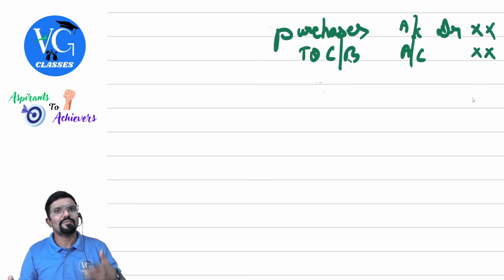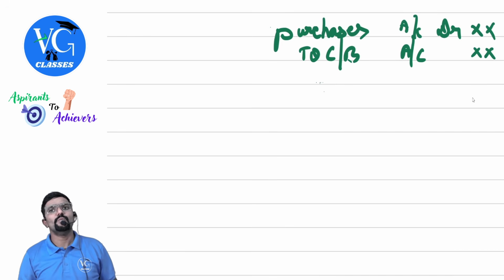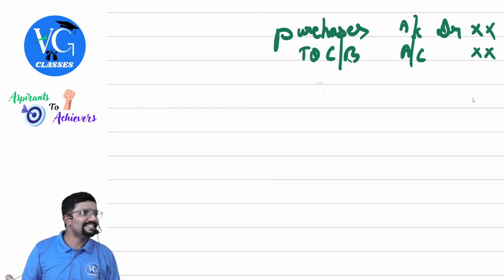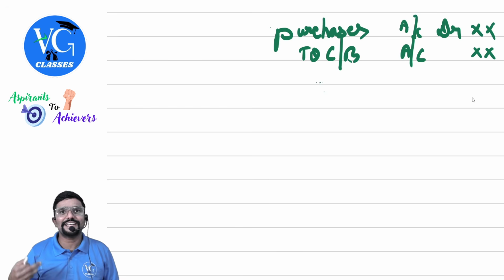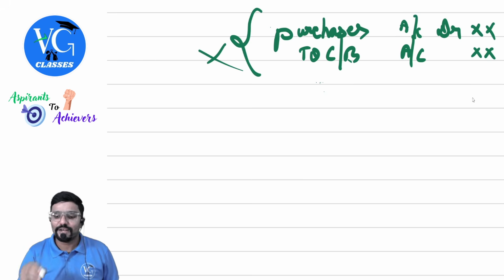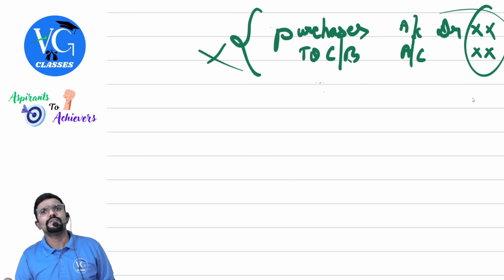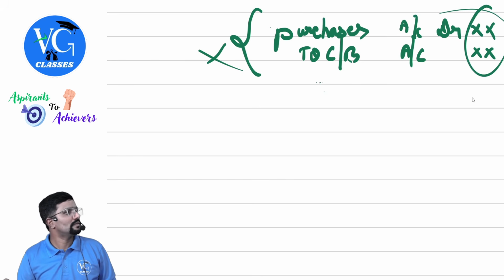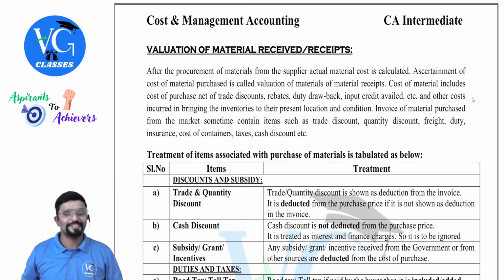So there is a value at which you will record this transaction. What is that value? We have to decide. In costing, they will not directly give this value and ask you to pass the entry. Our job is not to pass this entry here. Our job is to calculate this value. I am talking about value, not any entry.